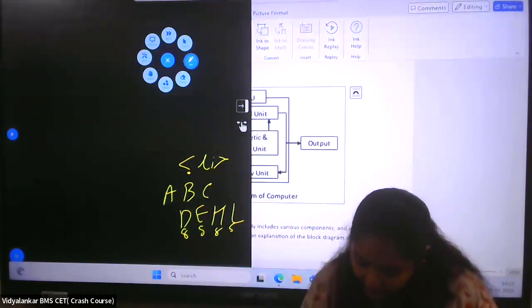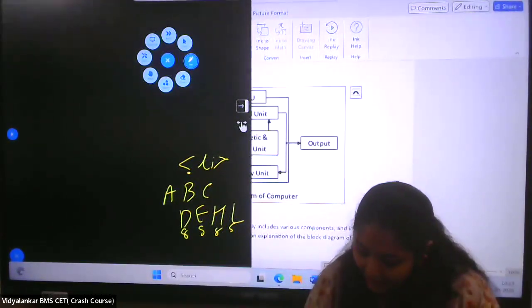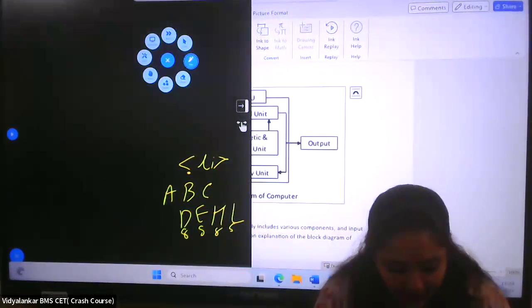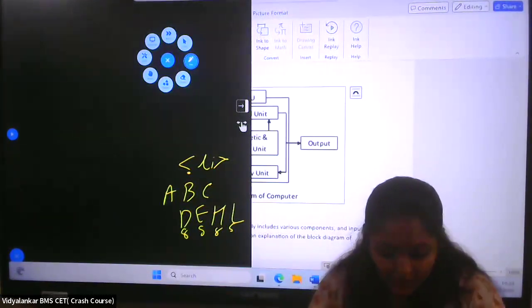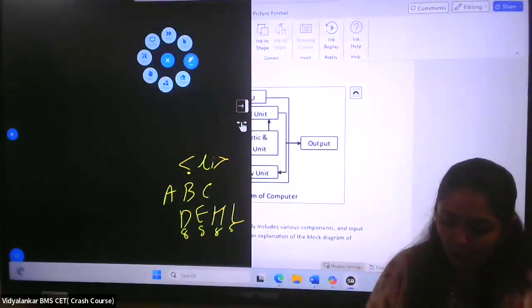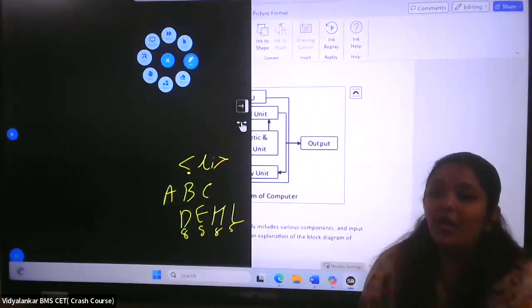Next is question number 7. To prepare a presentation or slideshow, which application is used? Yes, the answer is PowerPoint. Then question number 8. An error in a computer program is called, it is a bug.